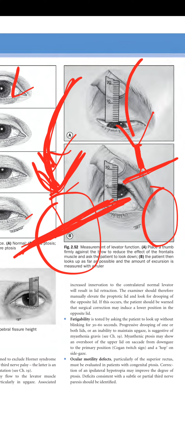So what you do is manually elevate this ptotic lid, and when you elevate it, the other lid will go slightly down. This is called the mechanism of increased innervation. And it helps you counsel the patient that after doing the surgery on the ptotic eyelid, there may be the induction of a slight ptosis in the other eye as well.